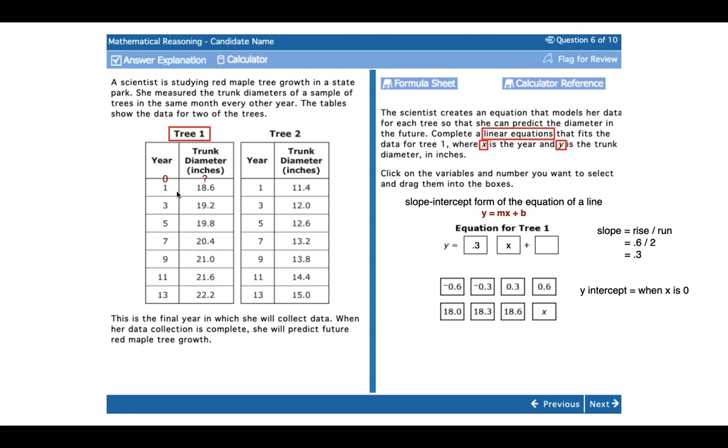So if every 2 years it goes up 0.6, that means every 1 year it goes up half that, right? So like if there was a 2 in here between the 1 and the 3, it would go from 18.6 to 18.9 because that's halfway between those two. It's 0.3, right? That's the slope. So we know this has got to be 0.3 less than 18.6, which is 18.3. There's your answer. That was long.